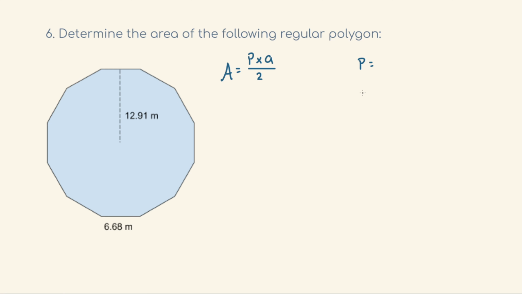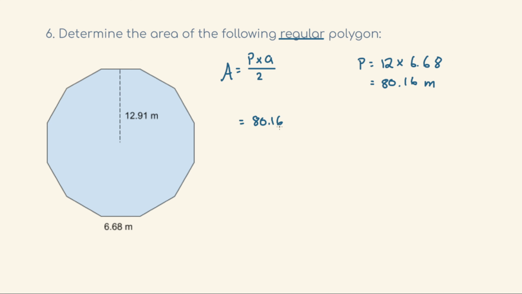And to find the perimeter, we're going to take the number of sides times the length of each side. So we already know that the length of each side is 6.68, and we know that because it's regular, so all the edges have the same length. We just have to figure out how many sides there are. So let's just count real quick. We got 1, 2, 3, 4, 5, 6, 7... we got 12 sides. We're going to multiply that by 6.68, and that's going to come out to 80.16 meters.